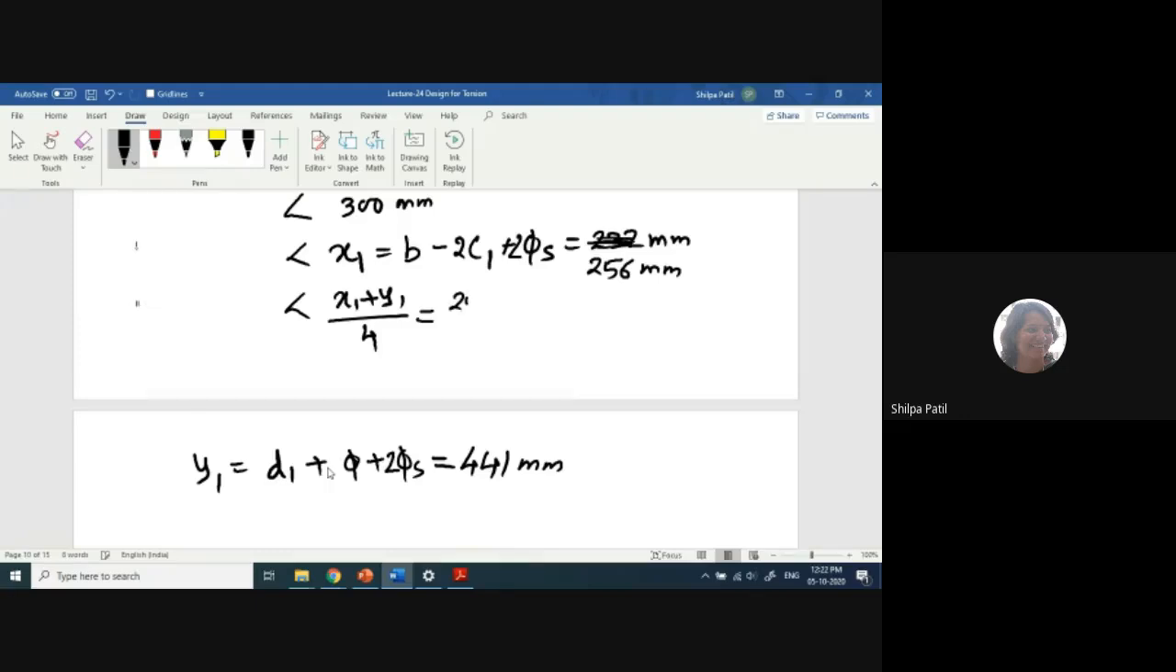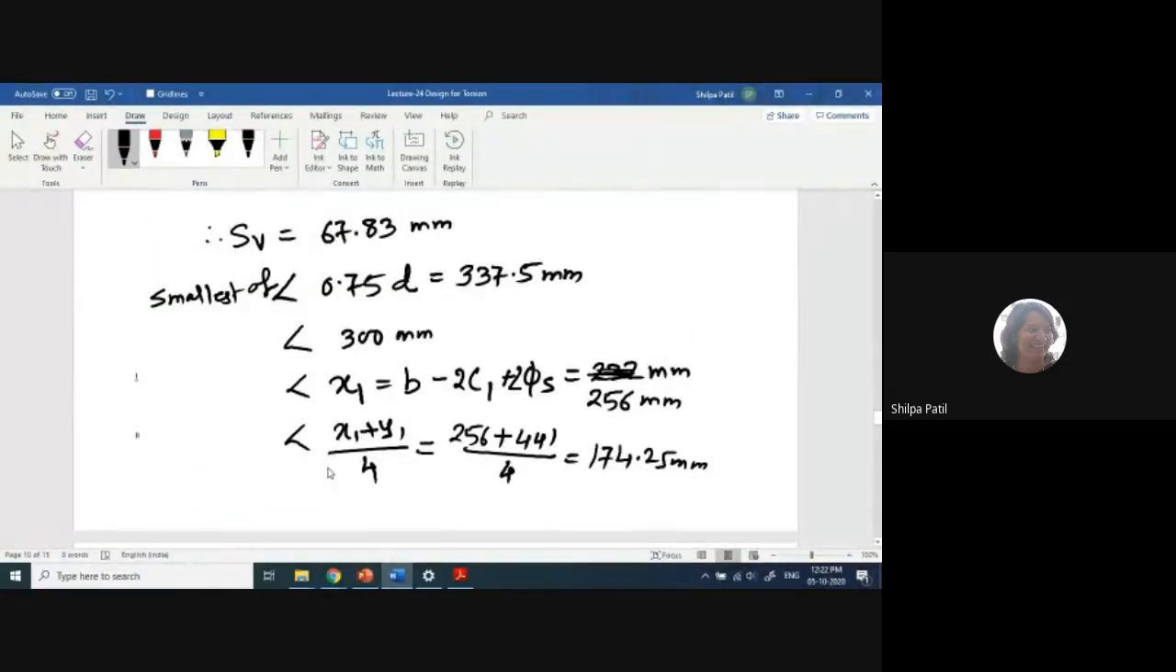Okay. 256 plus 441 by 4. What is the value? 174.25. Okay. So out of these four values, 0.75D, 300, x1 and x1 plus y1 by 4, the smallest value is 256. So stirrup spacing should be less than 256, and 174.25. So SV should be less than 174.25, which is already there.